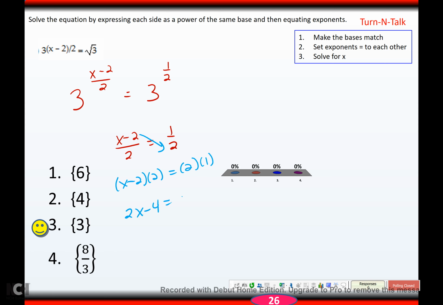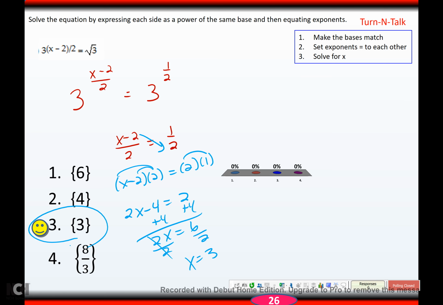2x minus 4 equals 2. Distribute. Add 4. 2x equals 6. Divide by 2. X equals 3. Done.